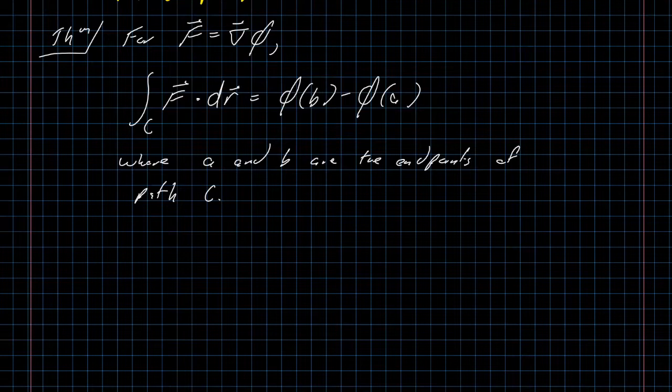For a conservative vector field, f is the gradient of phi. The path integral of f dot dr is equal to phi evaluated at b minus phi evaluated at a, where a and b are the endpoints of the path. And I guess I'm thinking about these things as vectors, so a and b have x and y, or x, y, and z components. I'm evaluating at the endpoints.